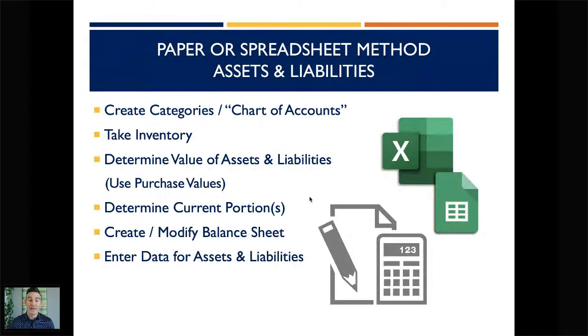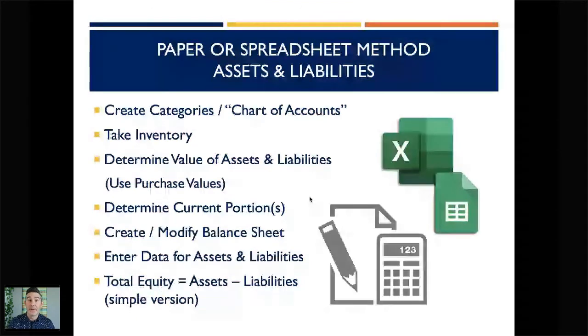So that's basically it. Now, there's a simple version. If all you want to do is just look at assets and liabilities, then you can prepare a very simple balance sheet and just ignore all of that stuff that I told you about the owner's equity section.